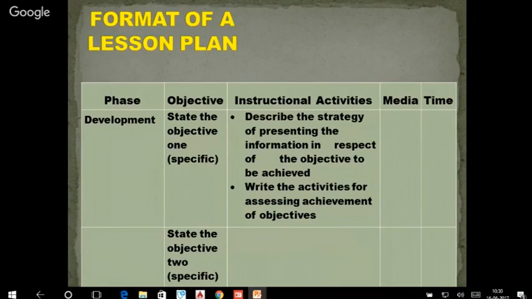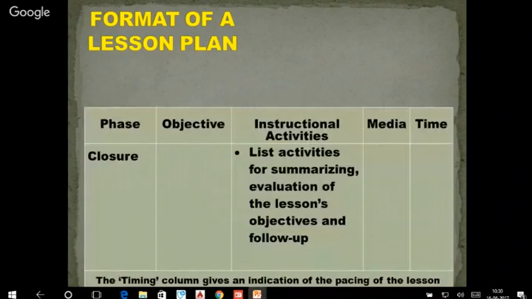If you require any media, you can give its reference. How much time you require for achieving the first objective, you can give the time. Then you can state the second objective or the third objective and so on. And the last phase is the closure phase. The activities include summarization, evaluation and follow-up.